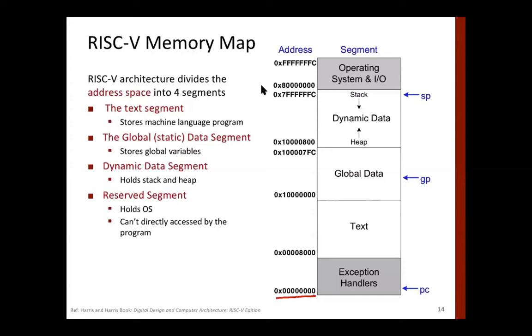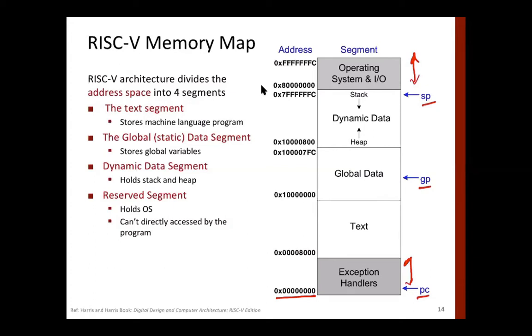Okay, now in the beginning you have exception handlers, which are part of the OS. Okay, this is the one here. And then you have also OS programs here. All right. Then you have 3 pointers: the stack pointer, this is the global pointer, and the program counter. So exception handlers are program counter anyway.